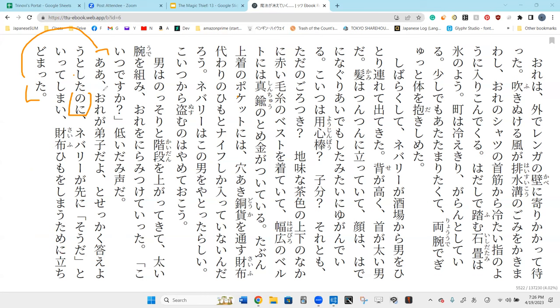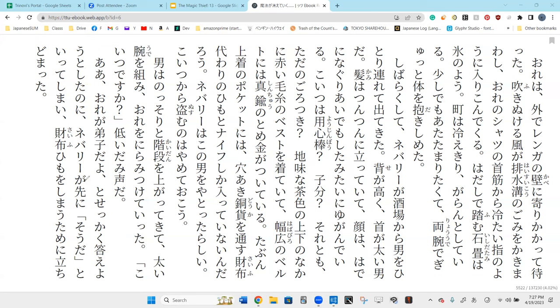Ore ga deshi da yo to kotaeyou to shita no ni. So yeah, I am the apprentice. Expressly going out of my way trying to answer. However, before I could do that, Neburi saki ni managed to get in, and he said sou da to itte shimai. He said it, unfortunately. And then saifu himo o shimau tameni tachidomatta. He stood to a stop in order to put the purse away.